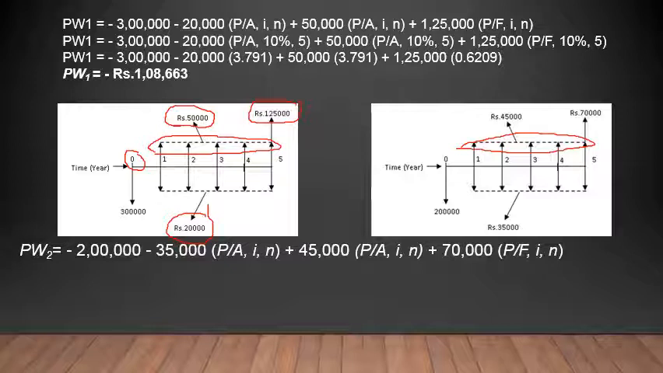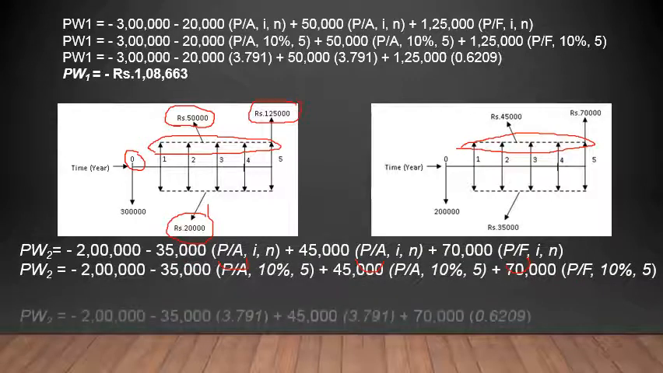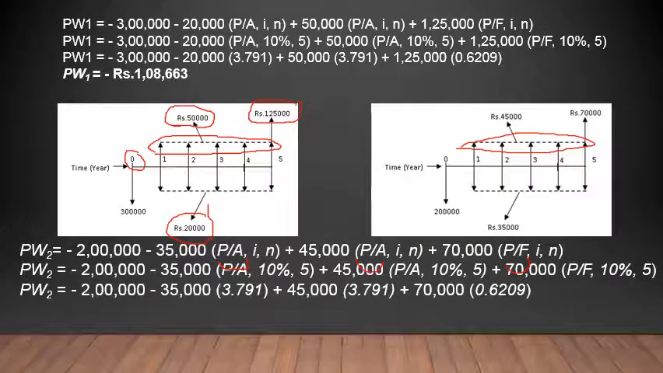Okay, let us calculate for the alternative 2. Minus 2 lakh, it is already P, there is no need to convert it further. Minus 35,000, it is A, convert that into P. 45,000, again it is A, convert that into P using the factor P by A. 70,000, that is F, convert that into P using the factor P by F. Substitute the values of I and N, substitute the values from the factor tables, and we get the answer as 1,18,629. It is again cost because it is negative.